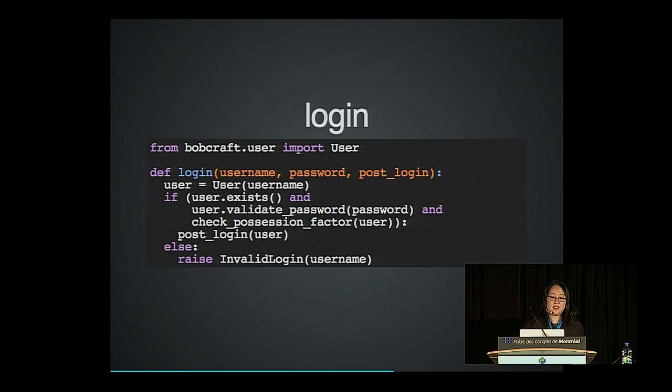Here, Bob starts off with a login function, which checks the user, the password, and the possession factor. Bob also made it take a post-login argument, which is a callable that executes post-login logic. We'll see why in a sec.